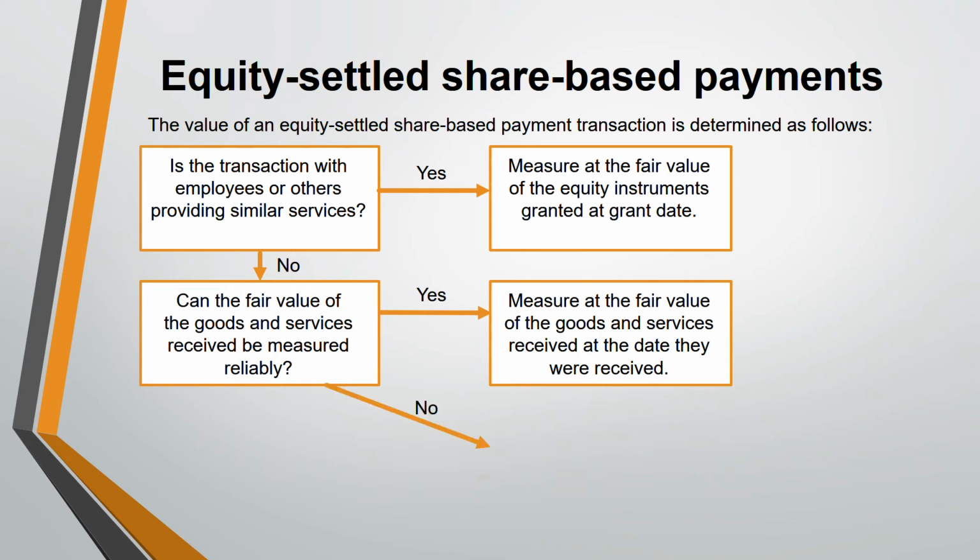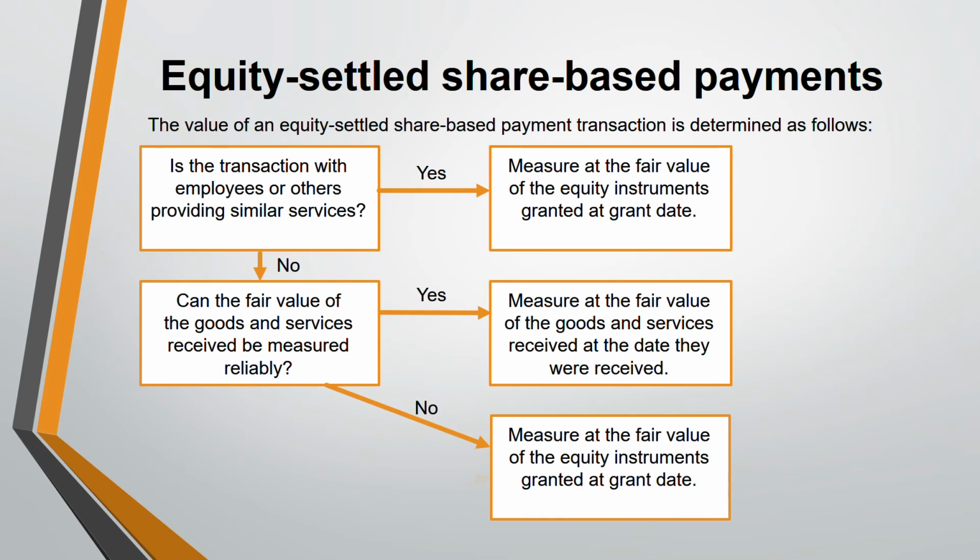If no, if you cannot measure reliably the fair value of goods and services, then take the fair value at the grant date. Same like the first one. If you cannot measure reliably, at the grant date. If you can measure reliably, at the date they were received, take that fair value. Okay, so these are the questions that you need to ask and solve.